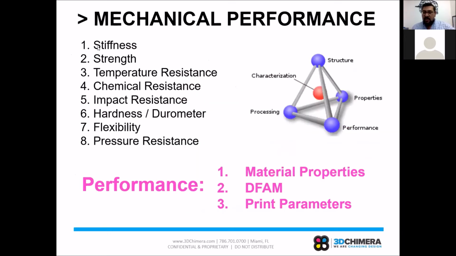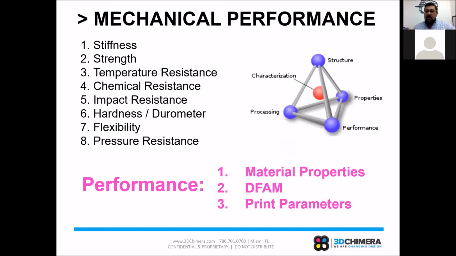There's so many mechanical characteristics, right? Stiffness, strength, temperature resistance, chemical resistance, impact resistance, the hardness or durometer of the material, maybe the flexibility of the material, perhaps its ability to withstand pressure. All of these types of mechanical characteristics can be measured for some given standard, perhaps an ASTM standard or some other information that lives on the spec sheet.